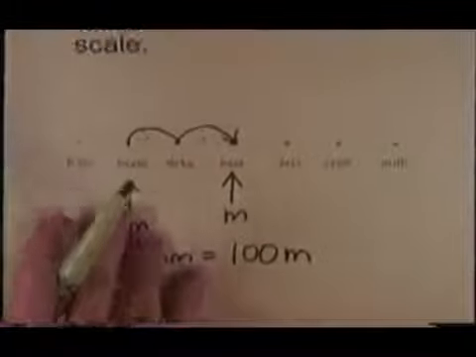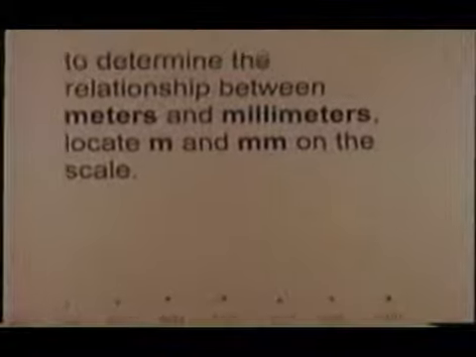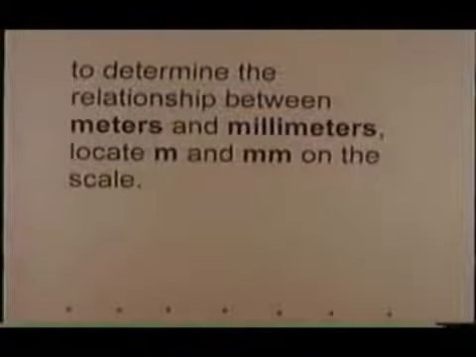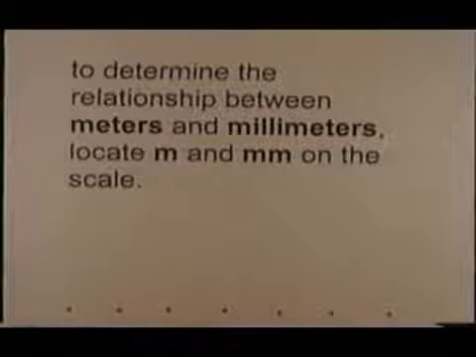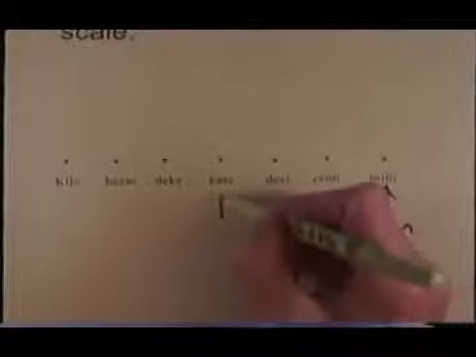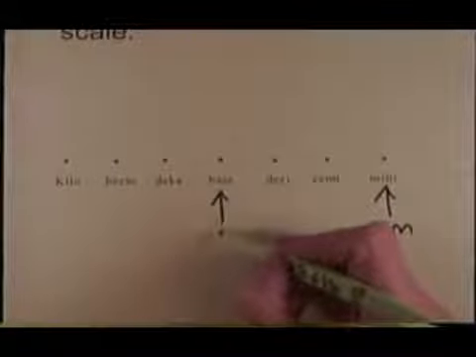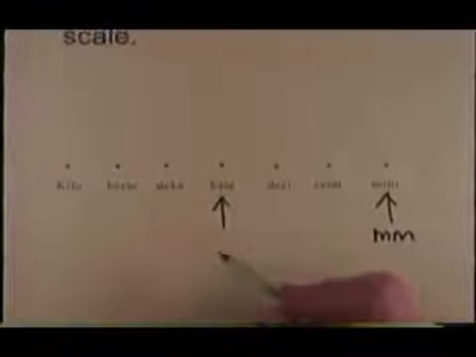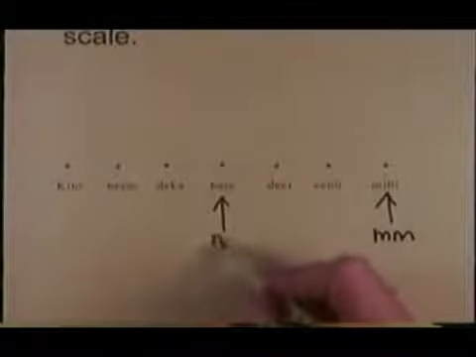Let's look at another. Let's say we want to determine the relationship between meters and millimeters. So again, we need to locate those two on the scale. Okay, here's milli. So that's millimeters. And the base unit is the one without the prefix. That will be the ones that are the single letters, the M, the L, and the G. So meters would be here.